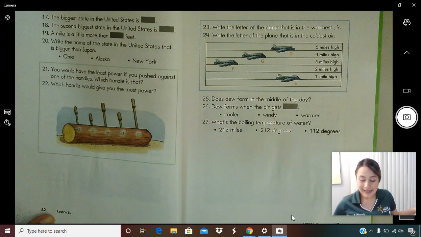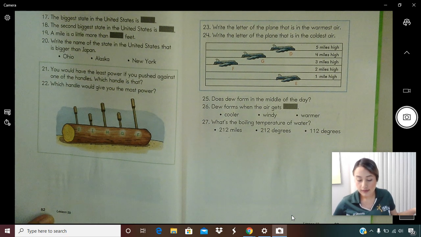Your answer is Alaska. Number 18, the second biggest state in the United States is? Your answer is Texas. Number 19, a mile is a little more than? Your answer is 5,000 feet. Number 20, write the name of the state in the United States that is bigger than Japan. Your answer is Alaska. Number 21, you would have the least power if you pushed against one of the handles.